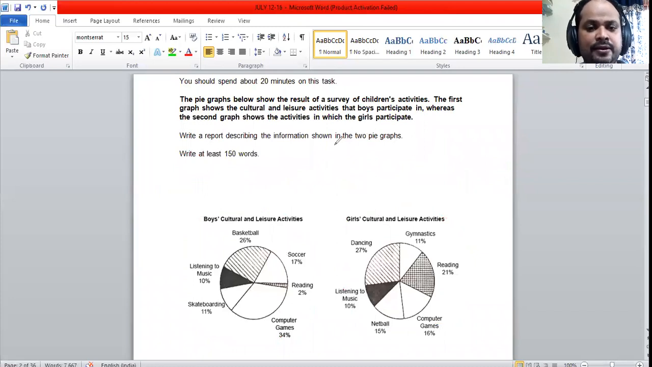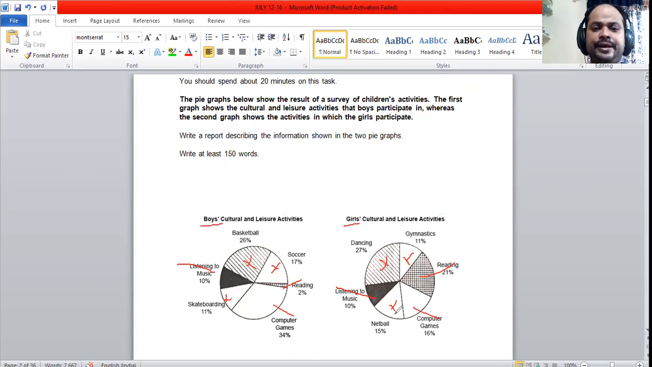Now let's look further into this. You can see something in common here in boys and girls. The first thing in common is listening to music. Second is reading. Third is computer games. The other three activities are different for different genders.